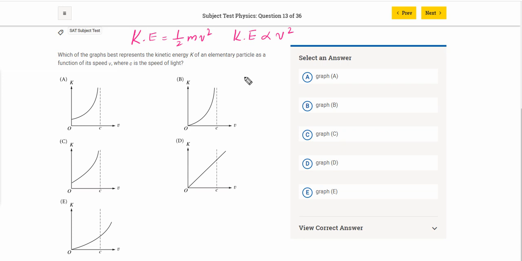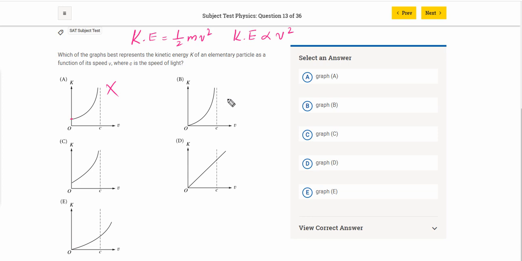So we have to choose such a graph where the kinetic energy is 0 at velocity 0 and the kinetic energy increases with the square when the velocity increases. So it cannot be option A, because over here when the velocity is 0, the kinetic energy is not 0.